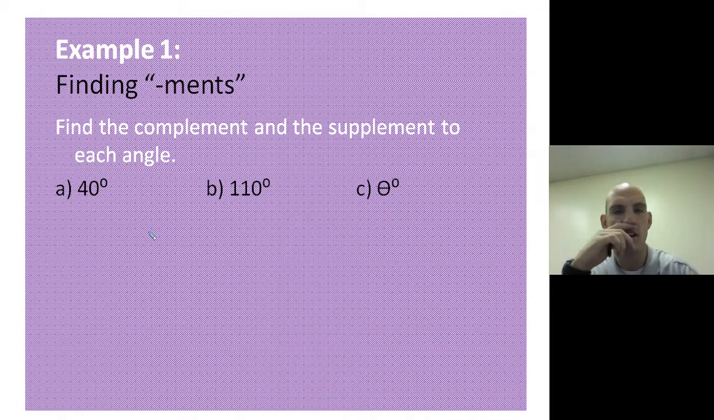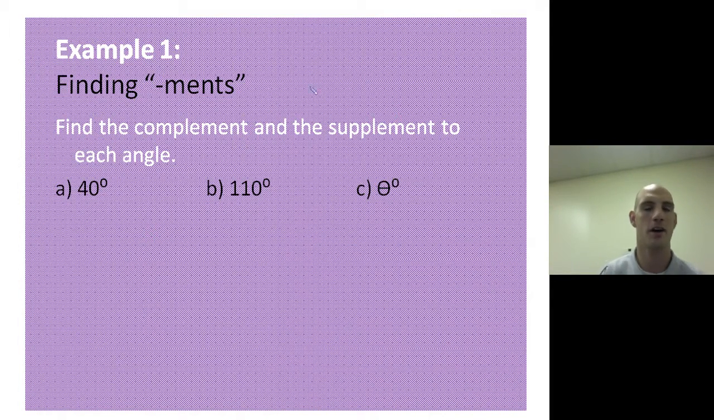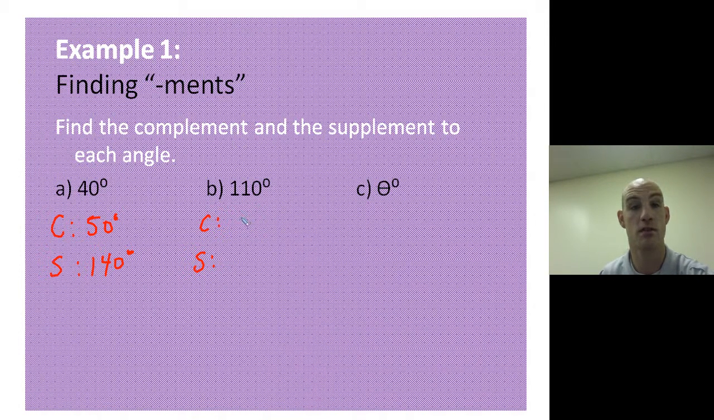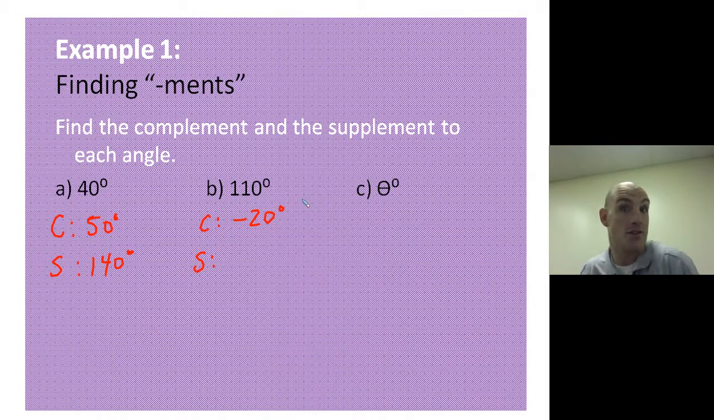Finding the complements. Let's find the complement and the supplement to each angle. Well, you know how to add and subtract. And so if I'm going to find the complement, it's going to be what adds up to 90. So obviously the complement of 40 would be 50. And the supplement adds up to 180. So this is going to be 140, because 50 plus 40 is 90, and then 140 plus 40 would be 180. A little bit trickier here with the 110, because the complement is going to be what adds up with it to get 90. Well, in this case, we're going to have a negative angle, but as we discussed a couple slides ago, you can have a negative angle. That's okay. And the supplement is going to be 70 degrees.